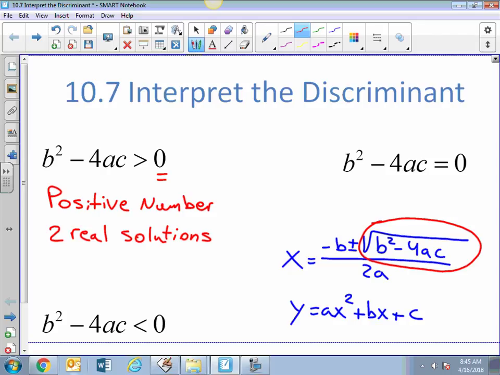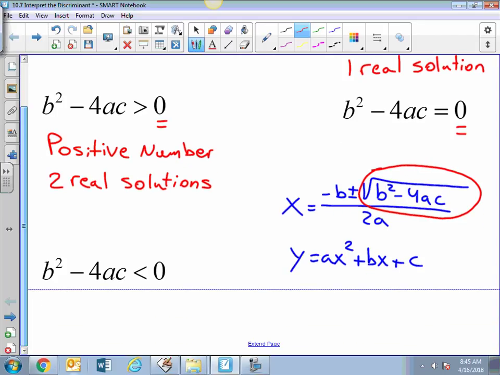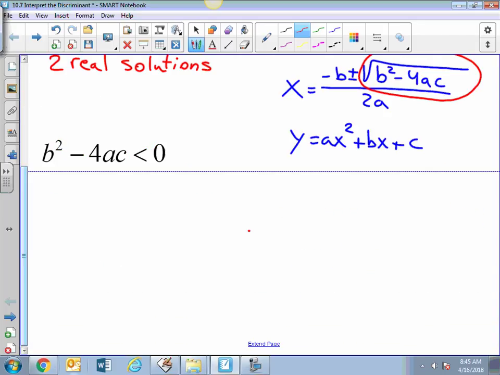If it's ever just equal to 0, this is going to be one real solution. If it ever becomes less than 0, in other words a negative number, which we talked about a little bit in the past, so if you do have a negative number, it's going to be an imaginary number. So you won't have any real solutions.